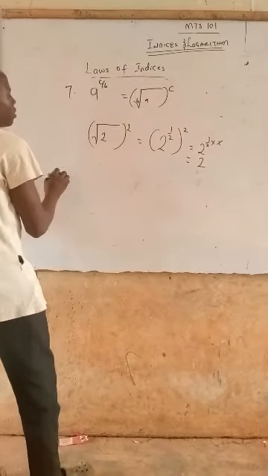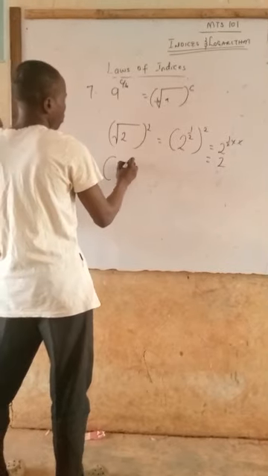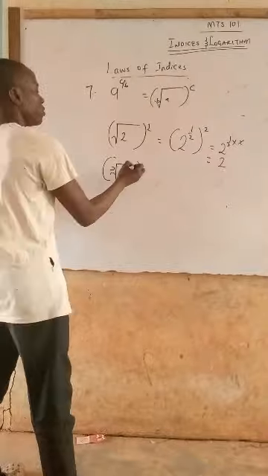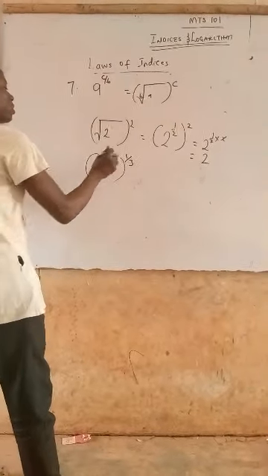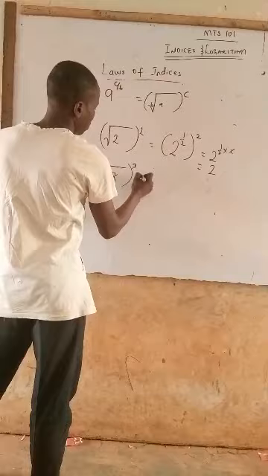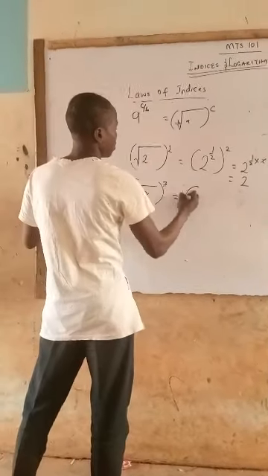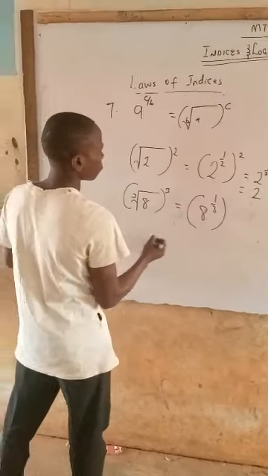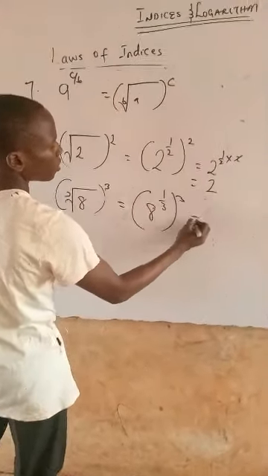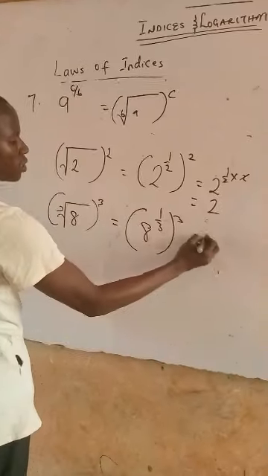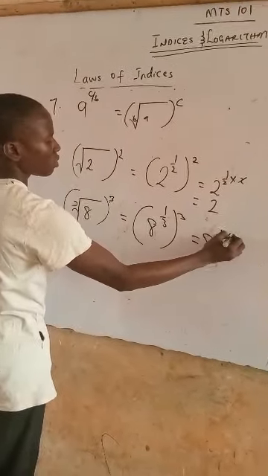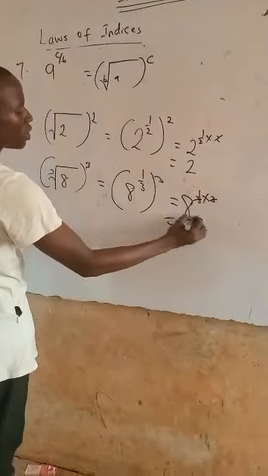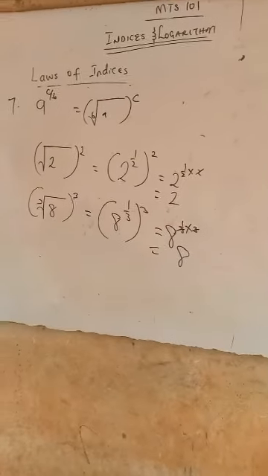Another example, if you have cube root of 8 raised to the power of 1 over 3 raised to the power of 3. This is the same thing as 8 raised to the power of 1 over 3 raised to the power of 3, which is equal to 8 raised to the power of 1 over 3 multiplied by 3. So 3 cancels 3, then we have 8 as our answer.